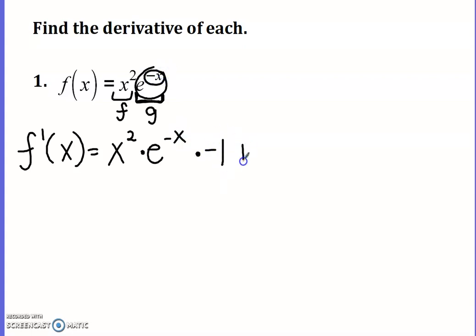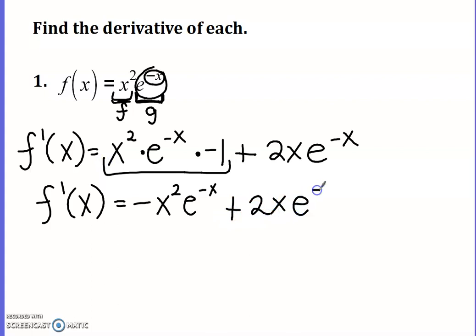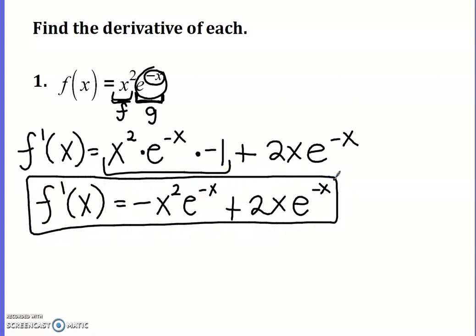That's -1. Plus, now I take the derivative of f, so that's 2x, times g. Just leave g as it is. Okay, simplifying this, this becomes -x squared e to the negative x when I simplify this part. And this just stays plus 2x e to the negative x. And there's the derivative using the product rule.